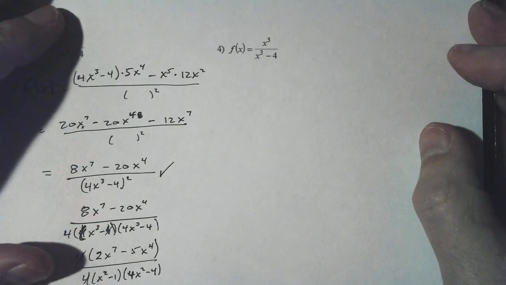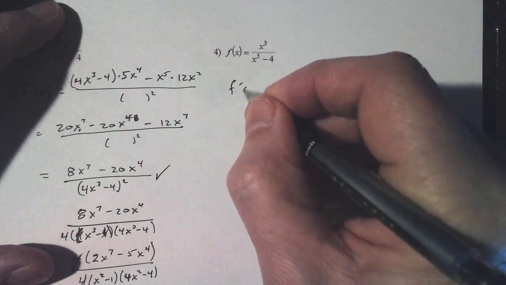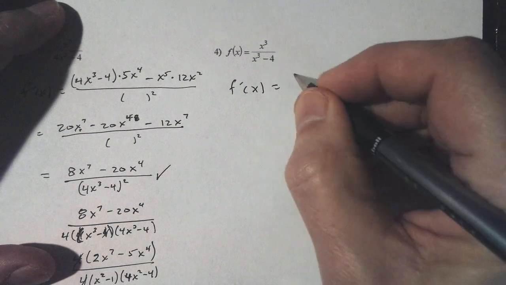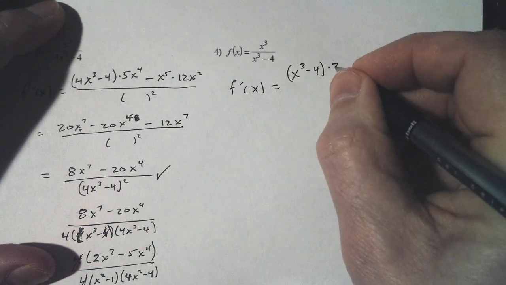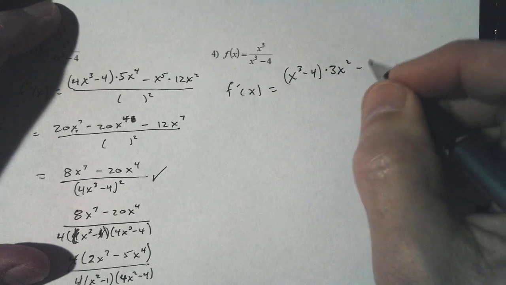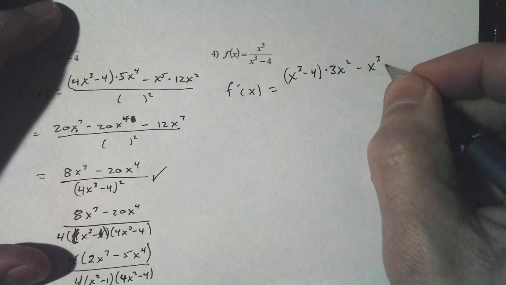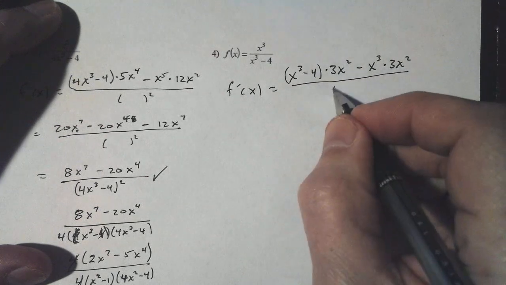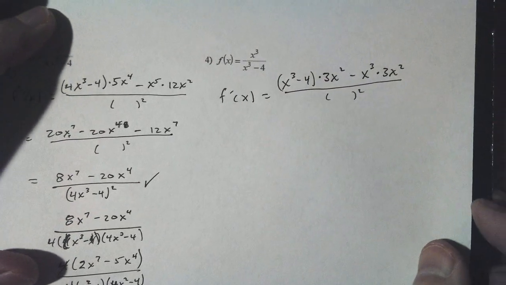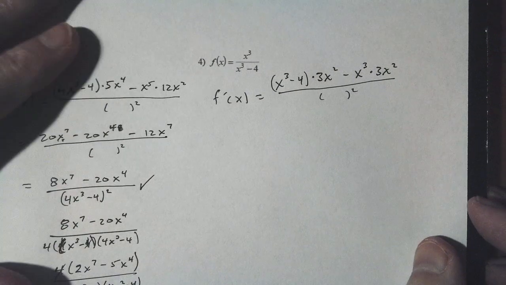Okay. One more here on this page. F prime, low d high, minus high d low, over the square of the thing below. And once again, uphill.